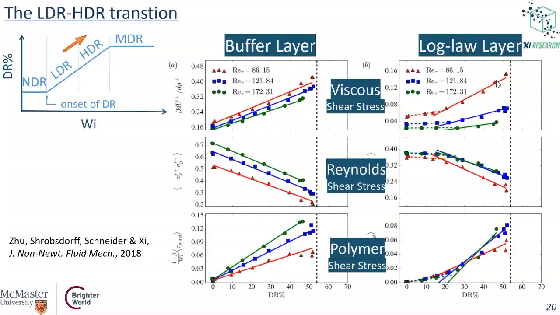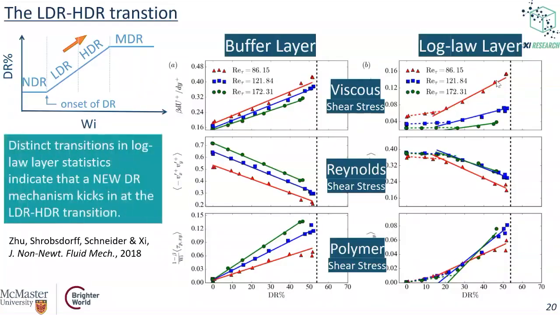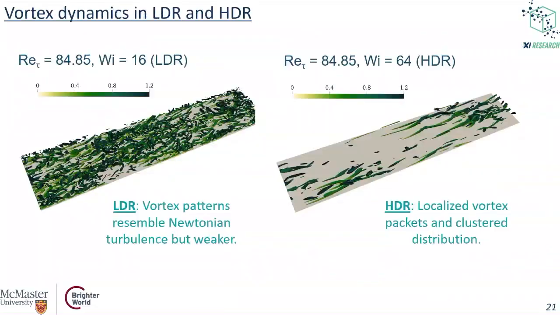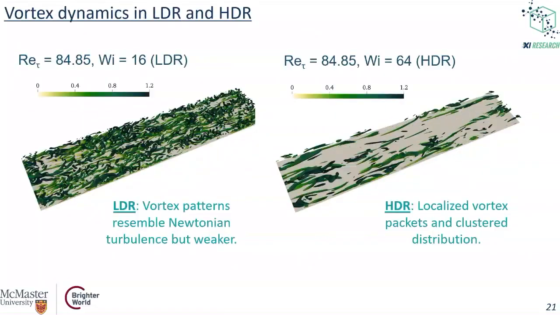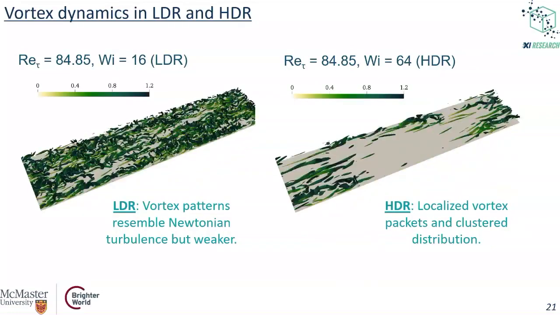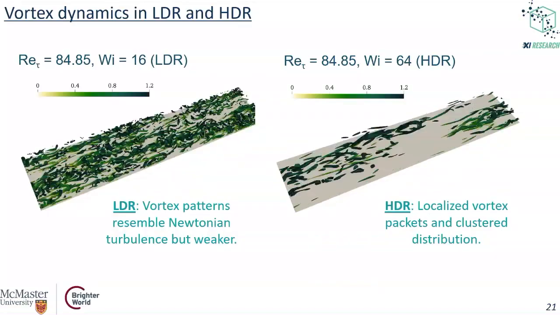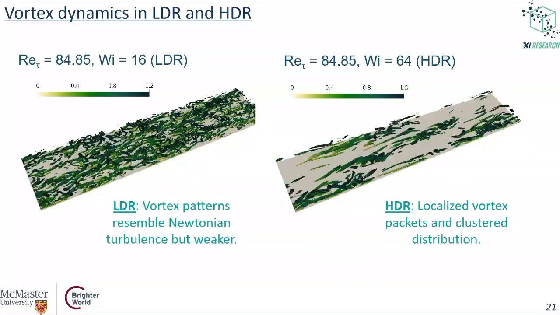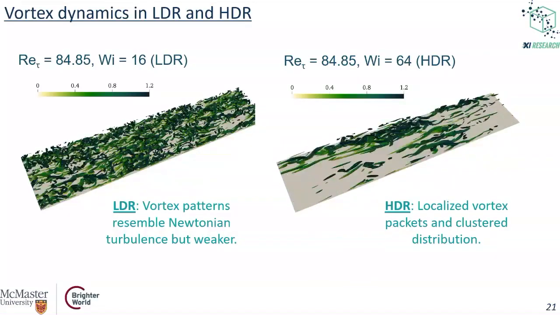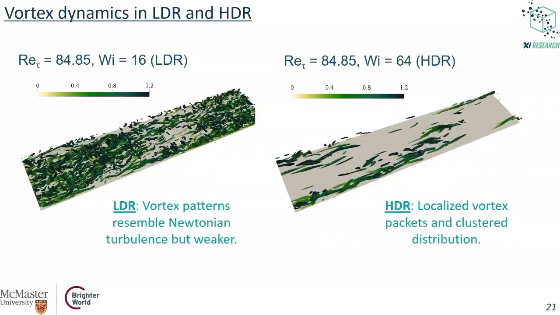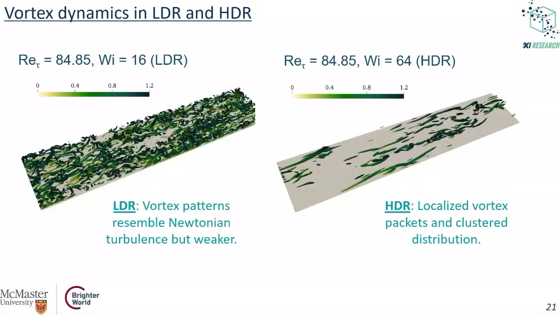But again, what I argue is that there's a change in vortex dynamics happening in that transition. There's a sharp transition in the log-law layer statistics that indicates there are different mechanisms of drag reduction, different mechanisms of vortex dynamics there. So that's what we are doing to analyze. These are just DNS image animations for LDR flow, which is very similar to what you will see in Newtonian flow, whereas in the HDR flow you can see that vortices are a lot more sparse, but they also become more clustered.